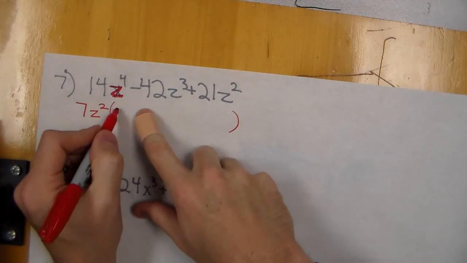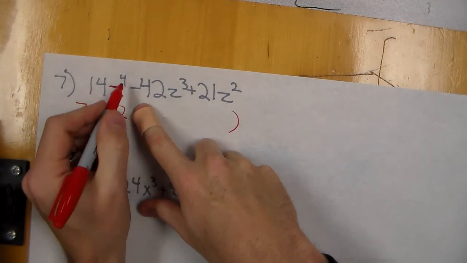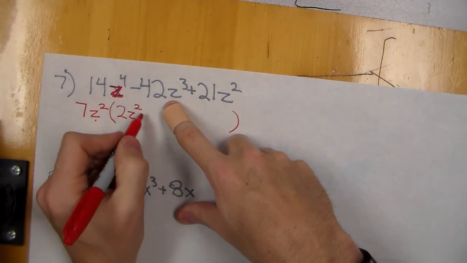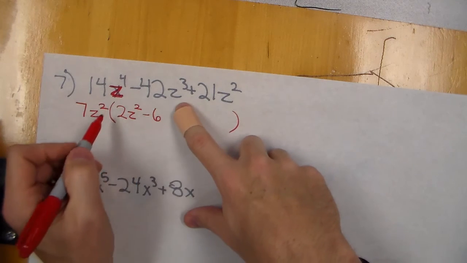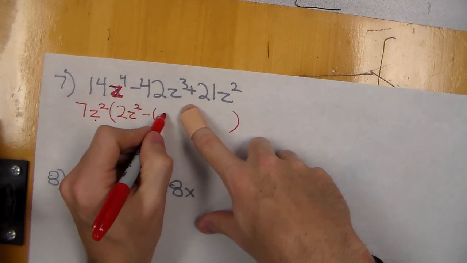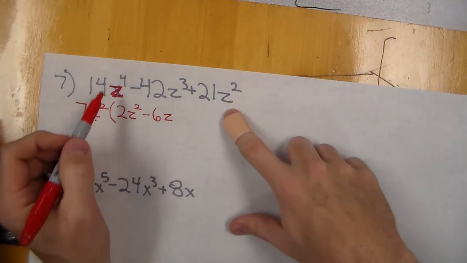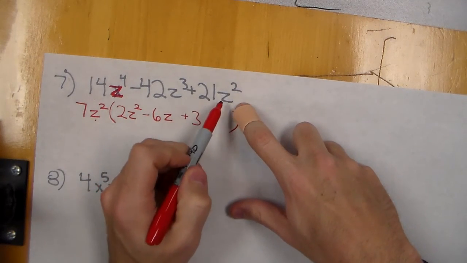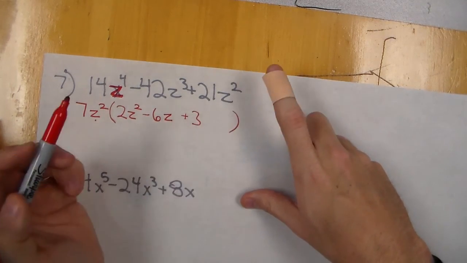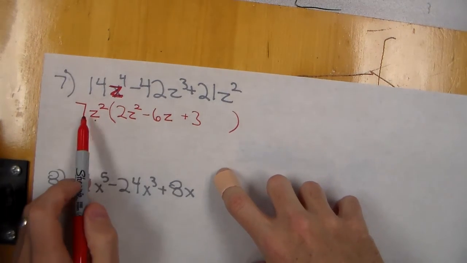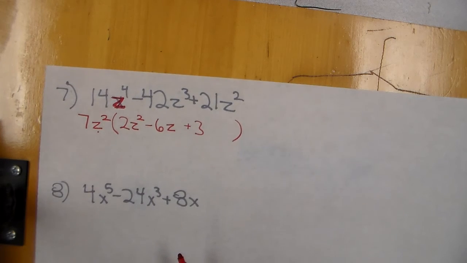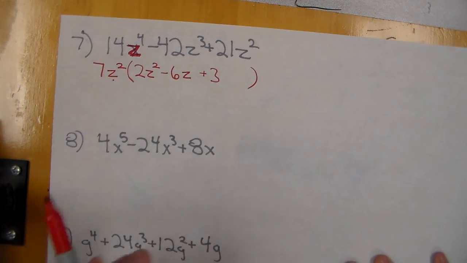So 14 divided by 7 is 2. Take out 2 z's, I'm left with 2. Negative 42 divided by 7 is negative 6. I took out 2 z's of 3, I have 1 left. And then 21z squared, I have a 3 left. I had 2 z's, I took both out, so I'm just going to write the plus 3. So now it's 7z squared times 2z squared minus 6z plus 3.